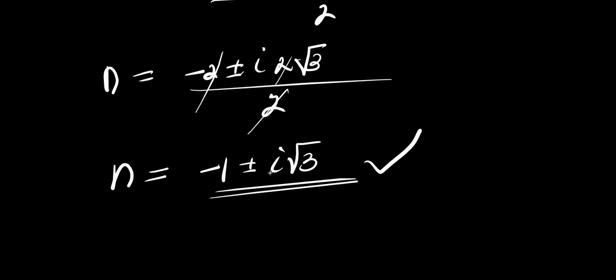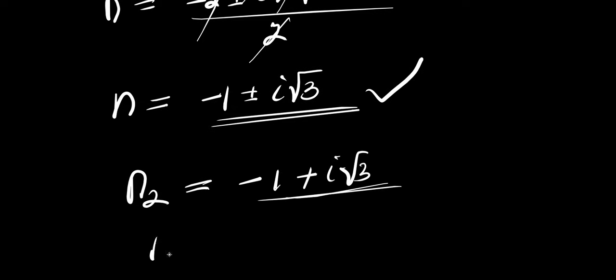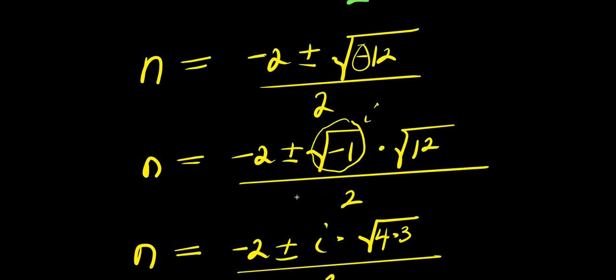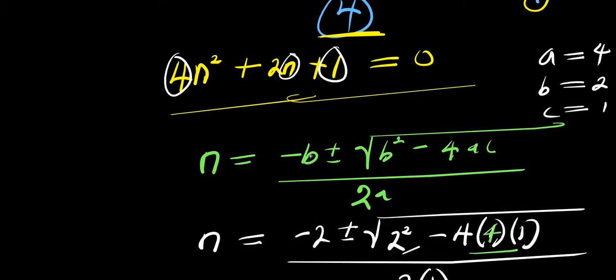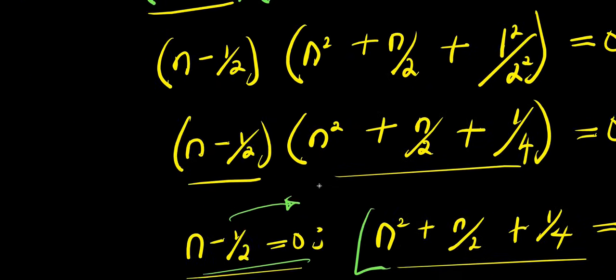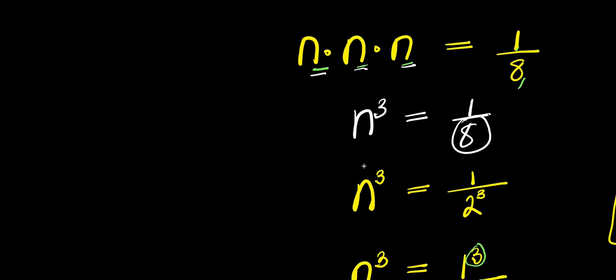Now we have two complex values for n. We have n2 equals negative 1 plus i root 3, divided by 4. We also have n3 equals negative 1 minus i root 3, divided by 4. These are the two complex values. And we also have one real value for n, which is the 1/2 that we have here. So the next step will be for us to check by inserting this particular value for n.